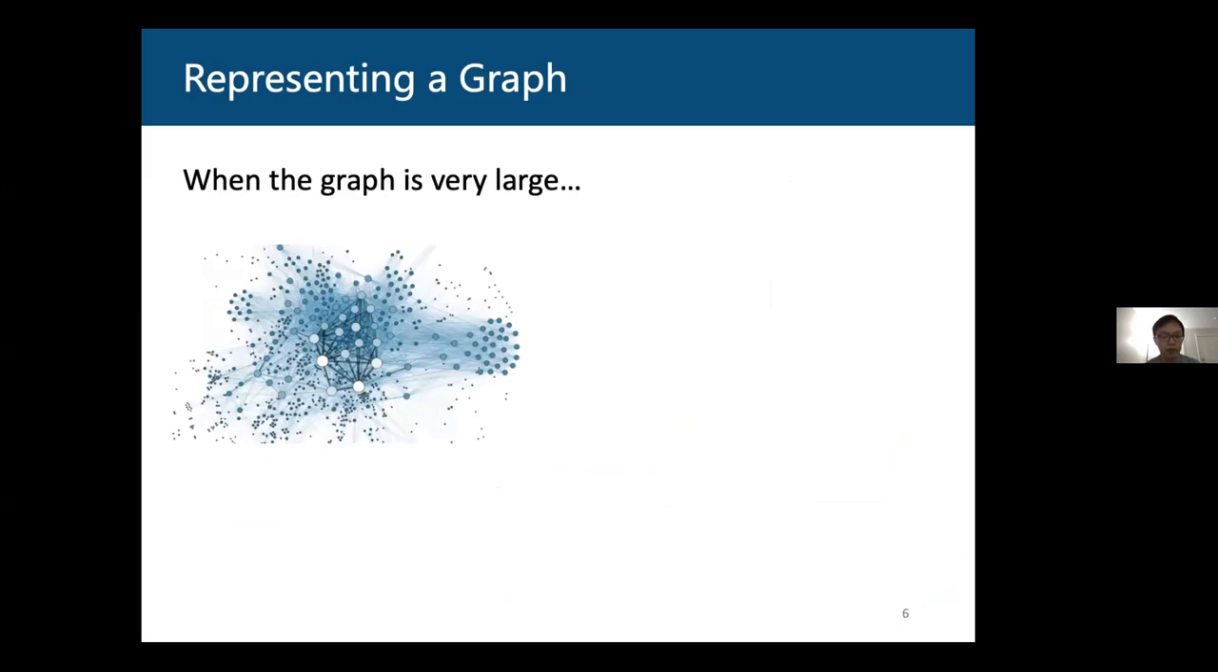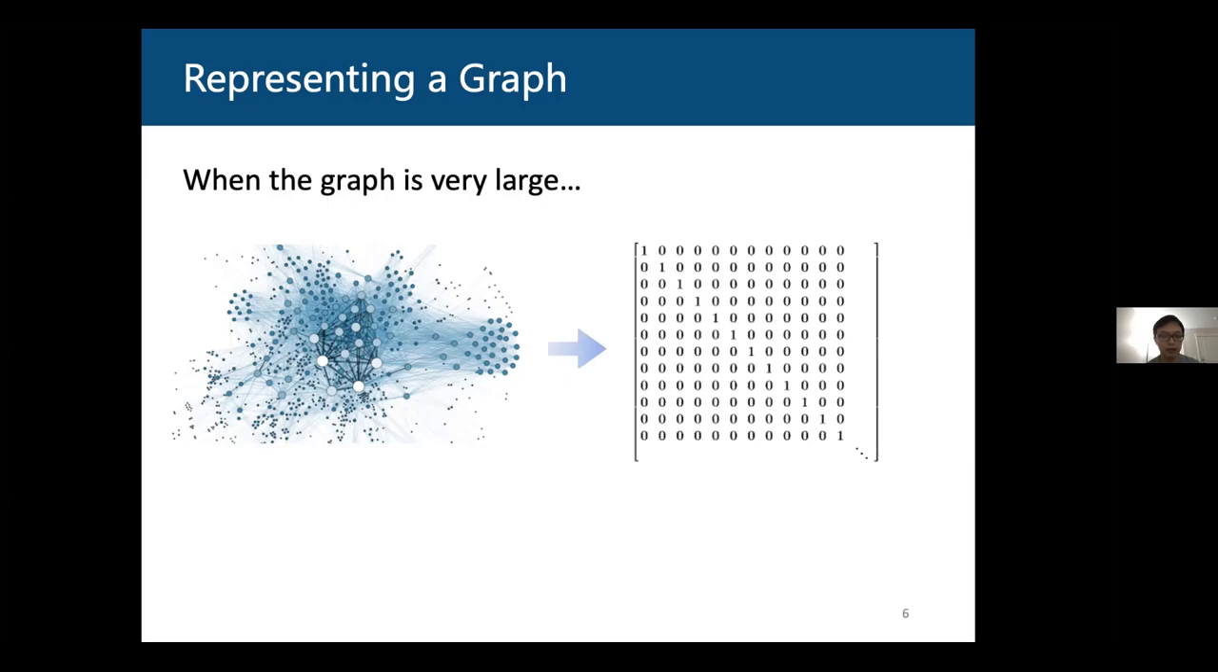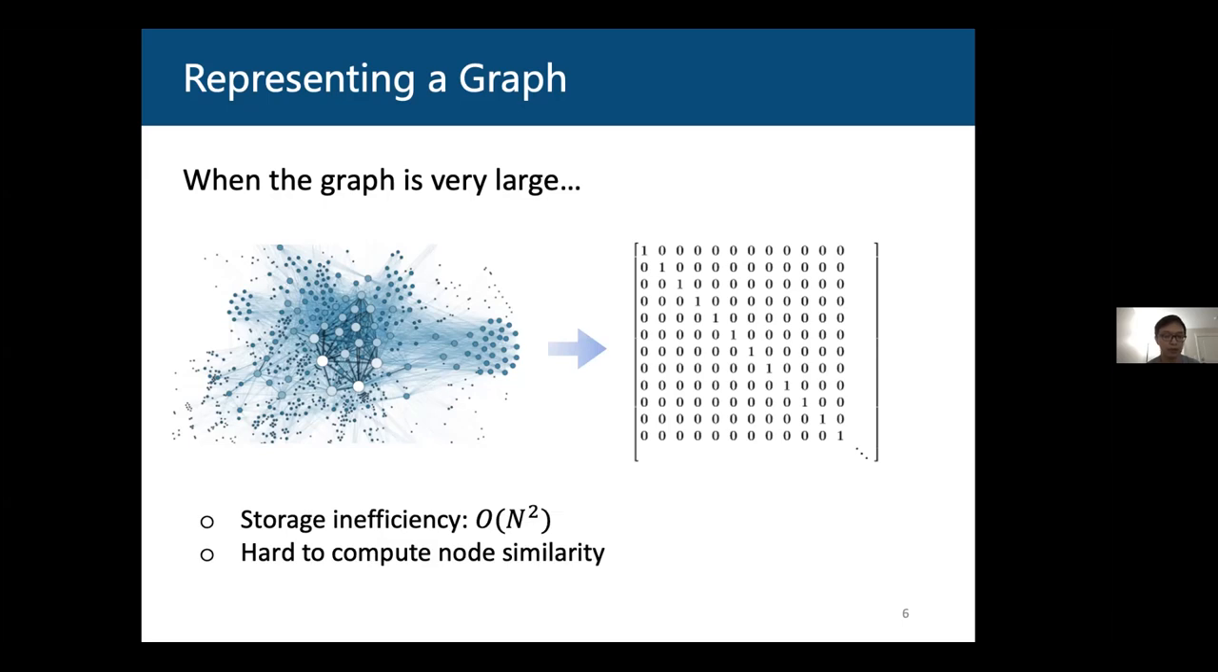However, what if we have a very large graph? For example, in Facebook, the social network may have billions of nodes and trillions of edges. To represent such a graph, we will need a very large adjacency matrix, but it brings us two problems. The first is storage. The adjacency matrix will require O(n squared) storage space, where n is the number of nodes. But actually, storage issue is not that essential because we can store this graph as a sparse matrix, which will save a lot of space.